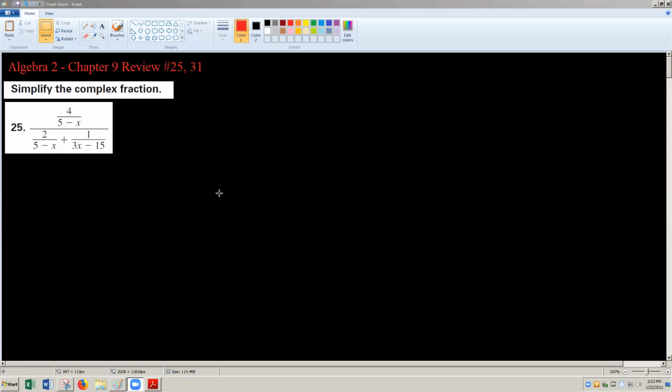Alrighty, folks, here we are with our Chapter 9 review. We're going to do number 25 and 31. So we're going to start out with number 25 here. We are simplifying the complex fraction.